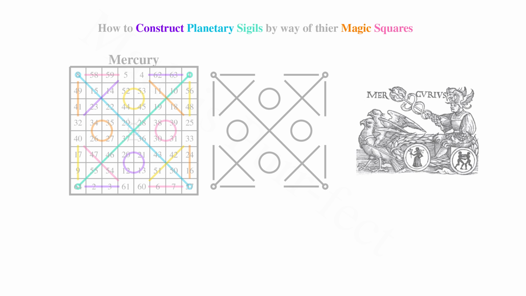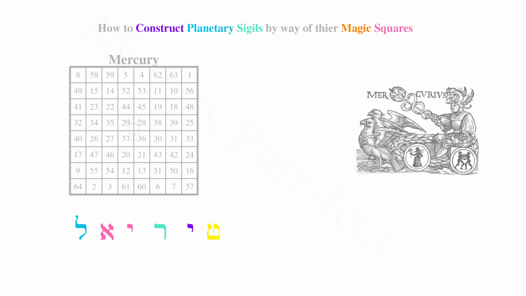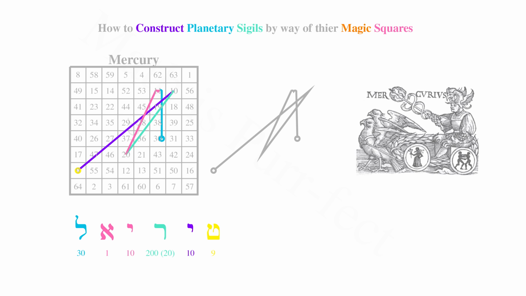The intelligence of Mercury is named Tyriel, spelled out with Chet, having a value of 9, seen here in yellow, followed by Yod with a value of 10, then Resh with a reduced value of 20, then both Yod and Aleph summing to 11, ending with Lamed's unreduced value of 30. This is the sigil for the intelligence of Mercury.